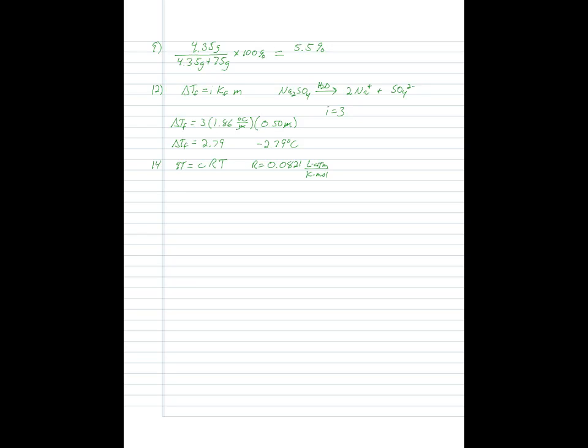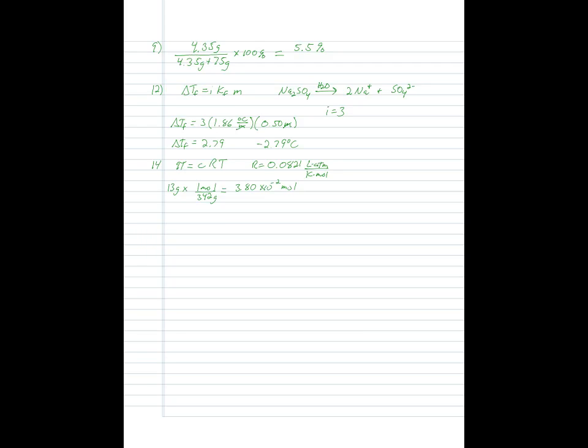All right, so we need to calculate the molarity here. We have a mass of sucrose there. We've got to find how many moles that is. So we've got 13 grams of sucrose, and it's got a molar mass of 342 grams per mole. So that becomes 3.80 times 10 to the minus 2 moles. Okay, so that's how many moles I have.